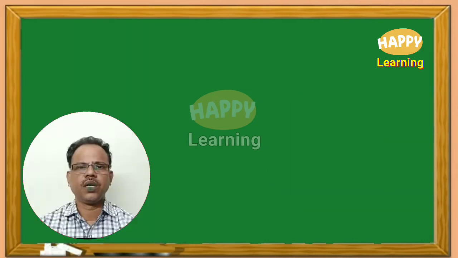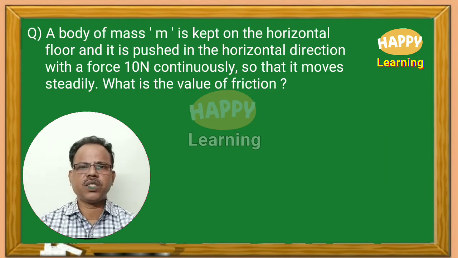A body of mass m is kept on the horizontal floor and it is pushed in the horizontal direction with a force of 10 Newton continuously, so that it moves steadily. What is the value of friction?